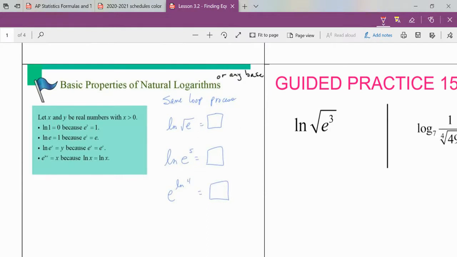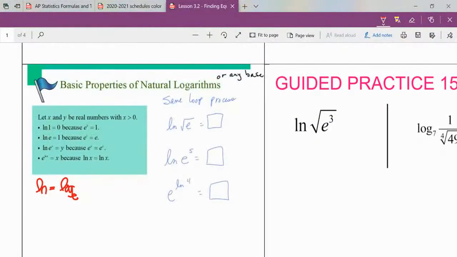Again, same idea, same properties as if they're natural logs. Because again, remember now, natural log is the same thing as log base e from the past. So I could really just go back here and rewrite each of these problems as log base e of 1. So this could be log base e of 1 equals 0. So again, the same properties hold here. So this would be log base e of e is 1.